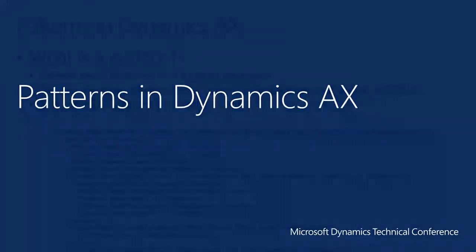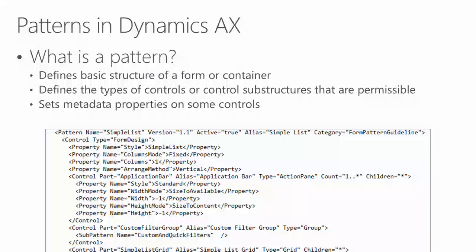So what do these look like in Dynamics AX? The pattern itself is going to look a lot like those form templates. It's the basic structure of your form. So it's the hierarchical structure of all the controls. It will include optional and required controls. It will tell you which types of controls are allowed in which containers so that you match those template structures.